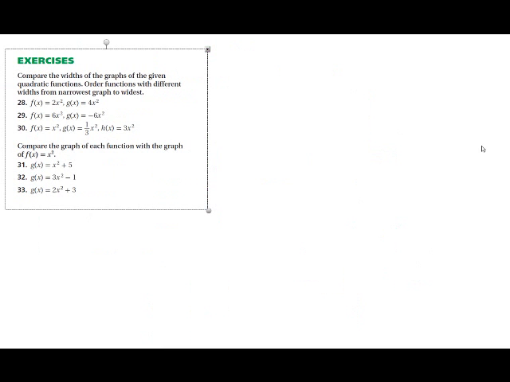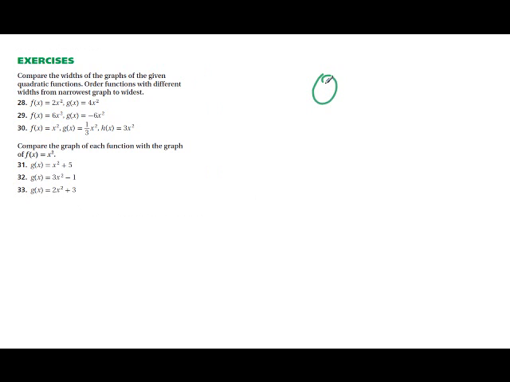Okay, one part done. Next part. Pair widths of the graphs. Order them from narrowest to widest. So remember what we said. It gets narrower as it gets closer to 0. So 0 is most narrow. And if we had, like, I don't know, infinity, that would be the most steep.